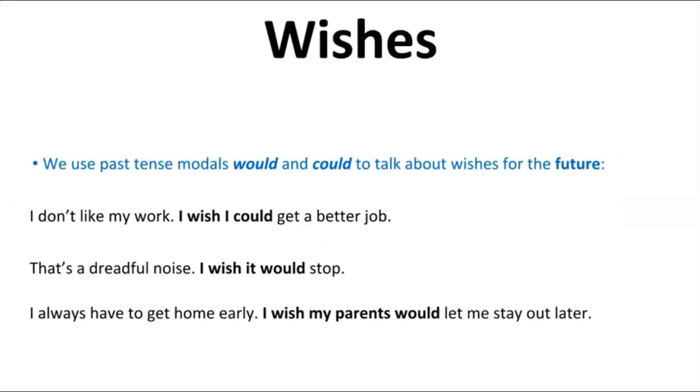Number one, we use past tense modals, would and could, to talk about wishes for the future. So let's say my present situation is not good, and I really wish that it would change in future. Let's take a look at the first example. Let's say I'm working somewhere and I don't like my work. So I wish I could get a better job in future. Let's take a look at the second example.